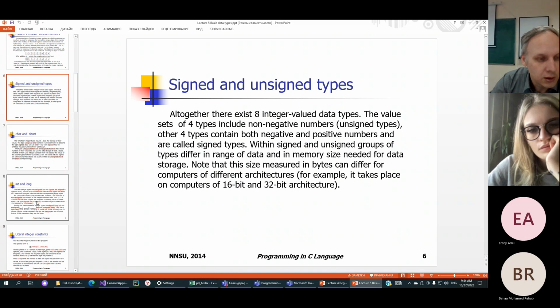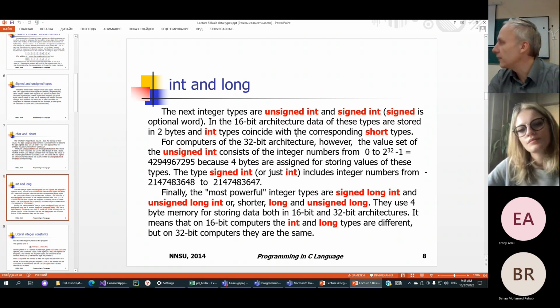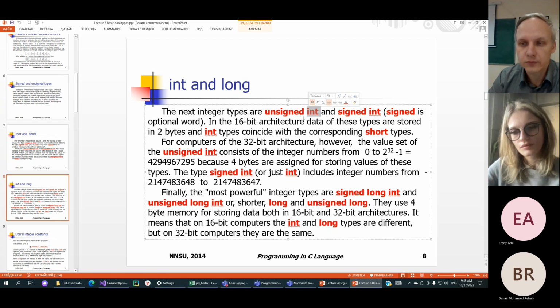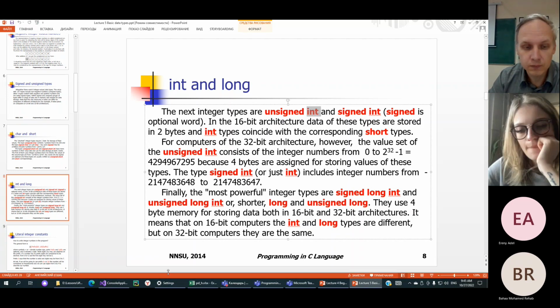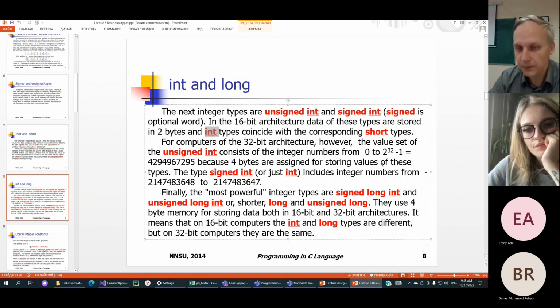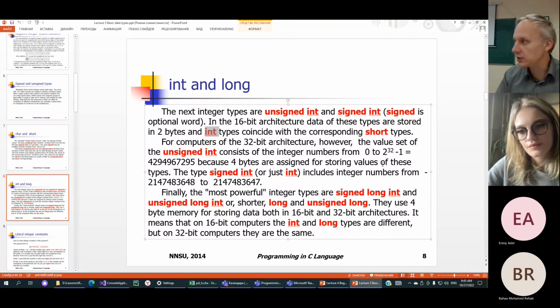Well, let's consider maybe the most useful and the most important integer value type for you, int. We use int to denote integer numbers. Integer numbers with their sign means that an integer can be negative, can be positive.